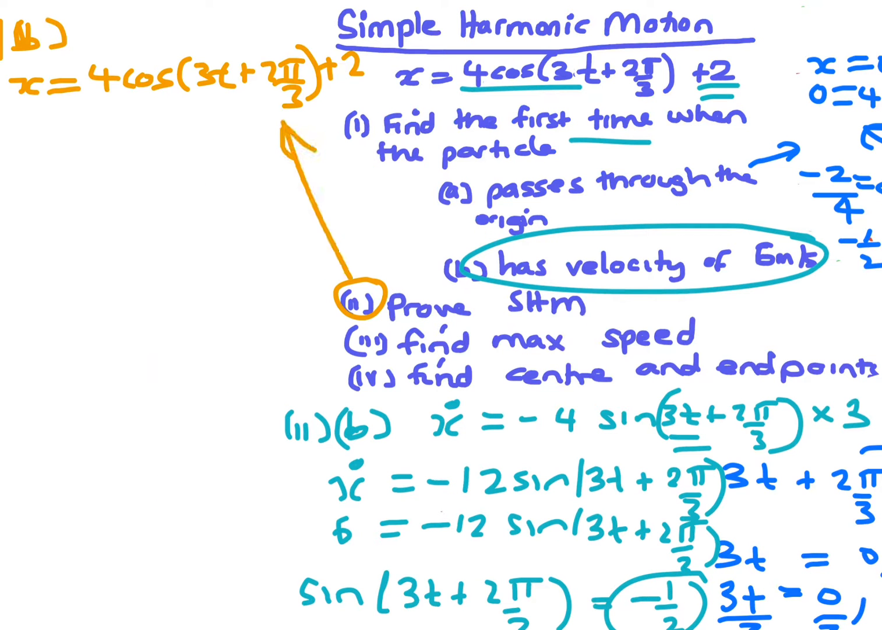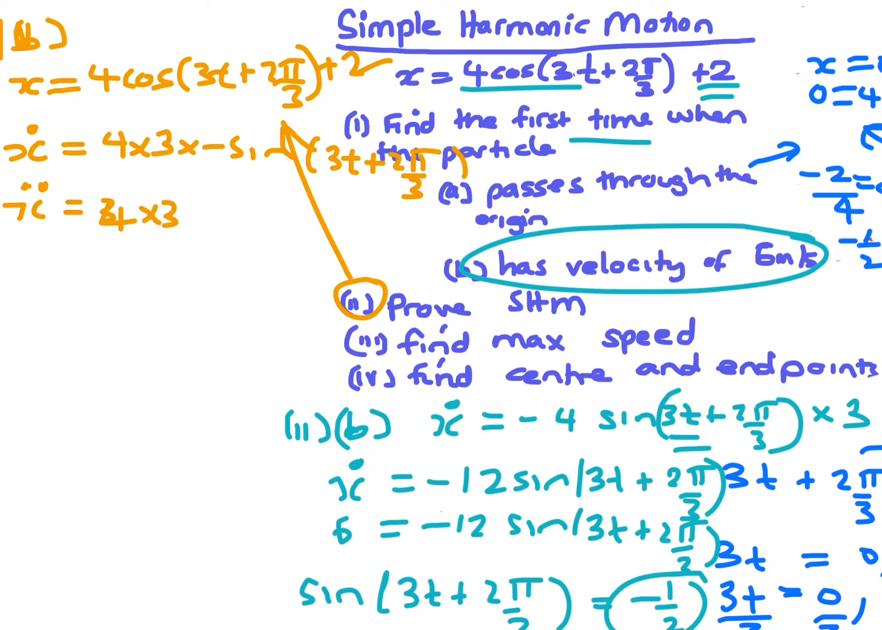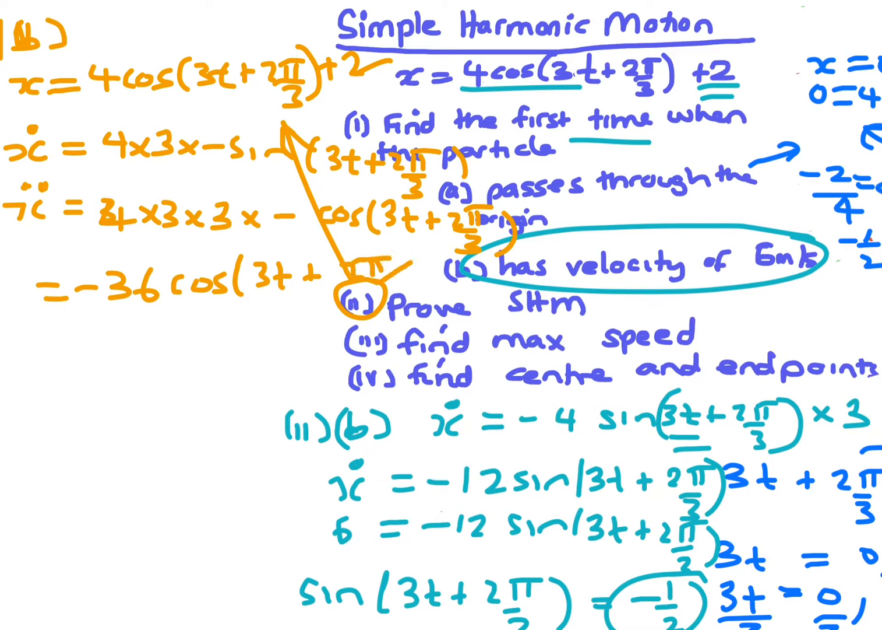Okay, so next thing is to show that it is simple harmonic motion. So differentiate once, the 2 will go out. That'll be 4 times 3 times minus sin(3t + 2π/3). x double dot will be 4 times 3 times 3 times minus, now sine will go to cos, (3t + 2π/3). 4 3s are 12, 3 12s are 36, so it's minus 36 cos(3t + 2π/3).